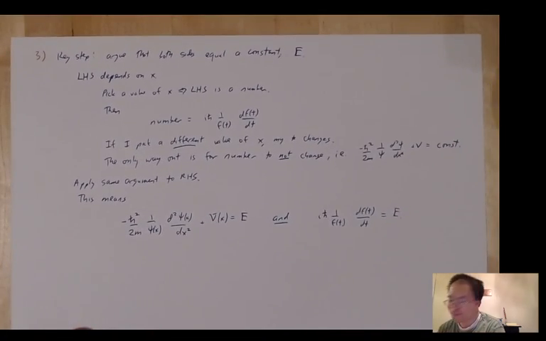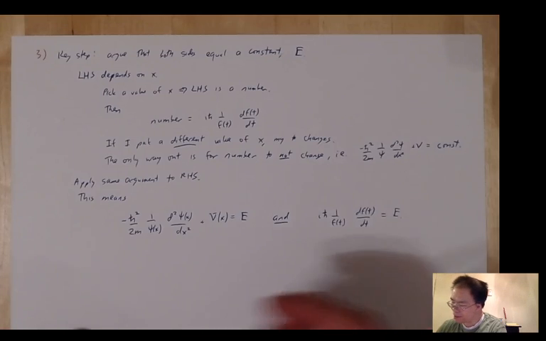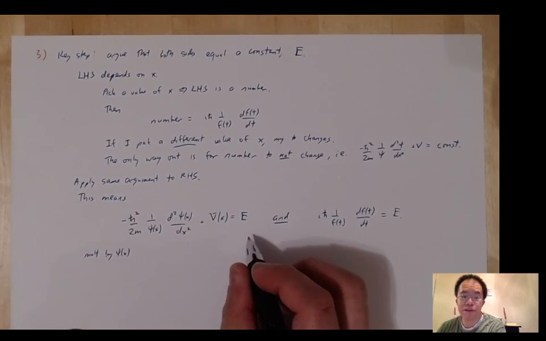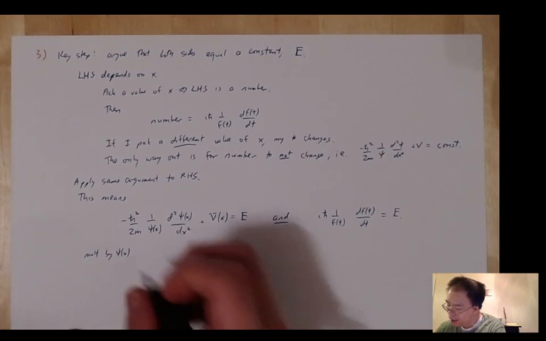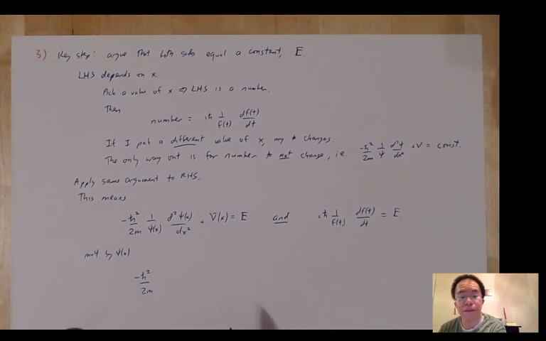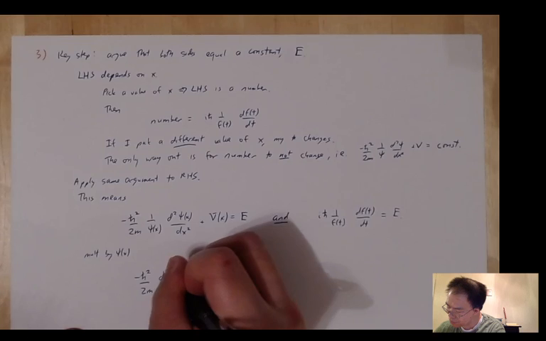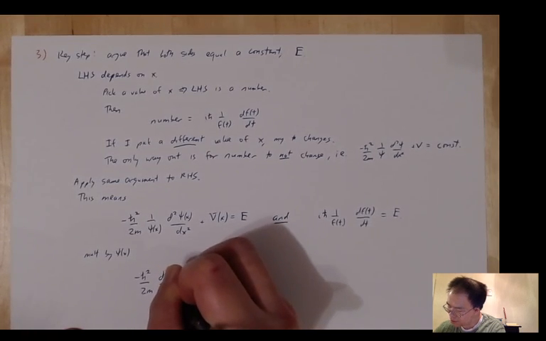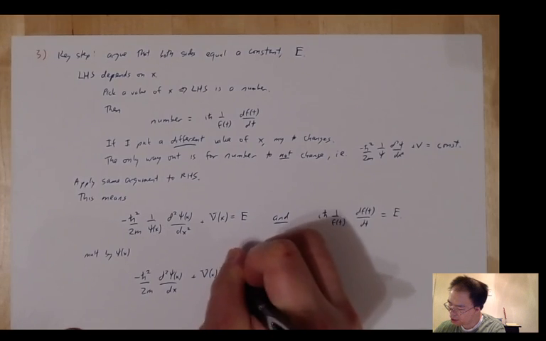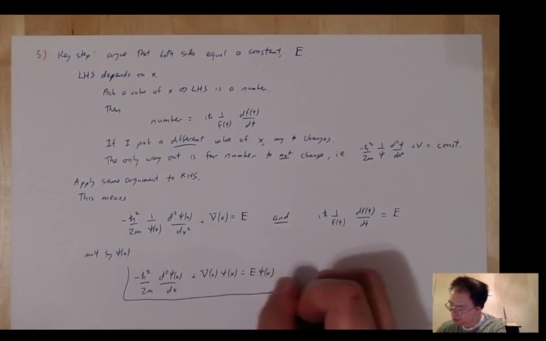Okay, so let's analyze what we have here, right? If we multiply both sides of this equation by psi of x, aha, we end up with none other than the time-independent Schrodinger equation: minus h bar squared over 2m, d squared psi dx squared, plus V psi equals E psi.